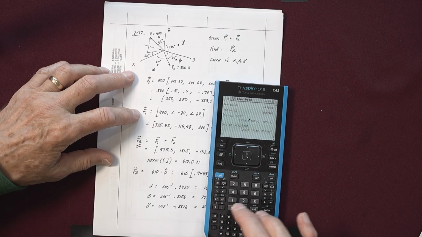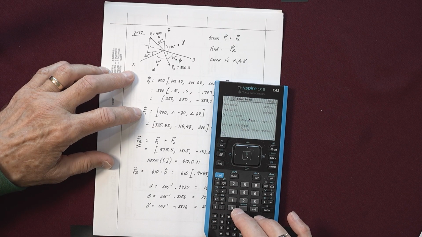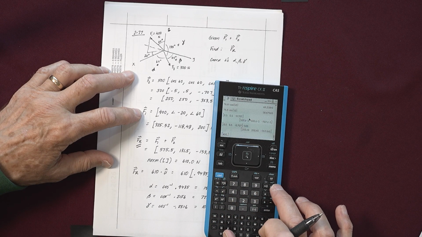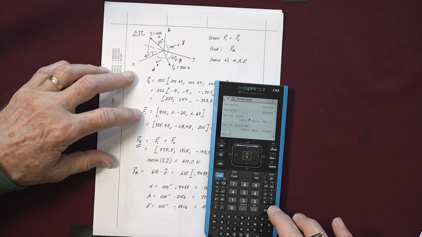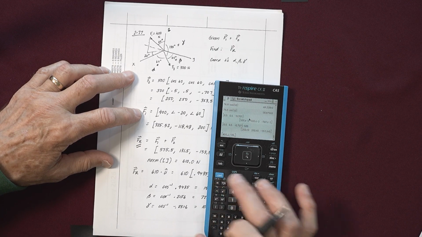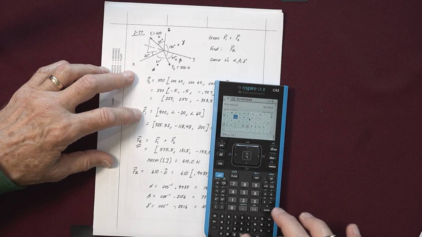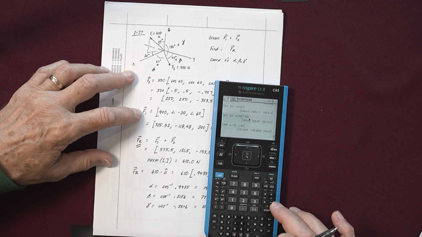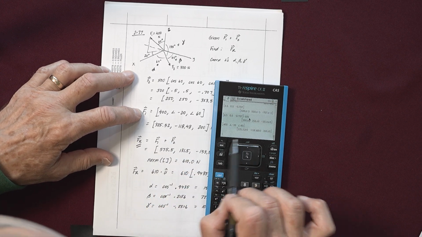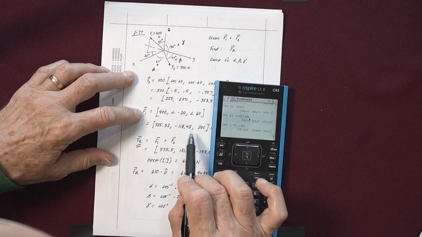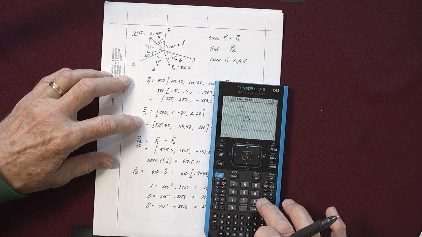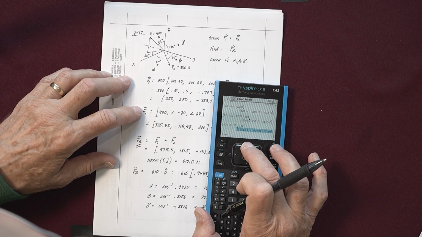I'm going to go control, square bracket, 400, comma, control, symbol, angle, minus 20, comma, control, symbol, angle, 60. Enter. And I get 325.5, negative 118.5, and 200. I can take this guy and add him to the other one.